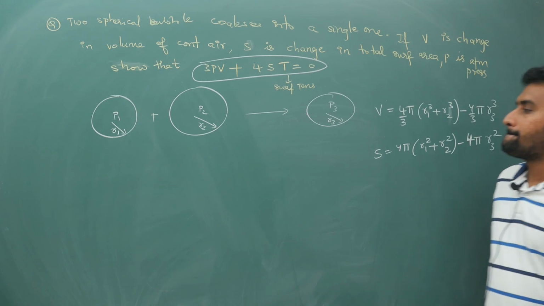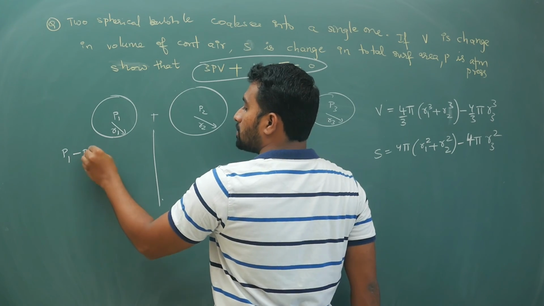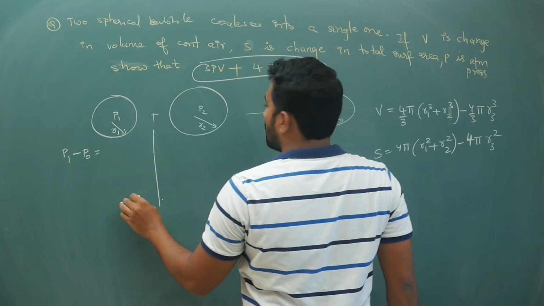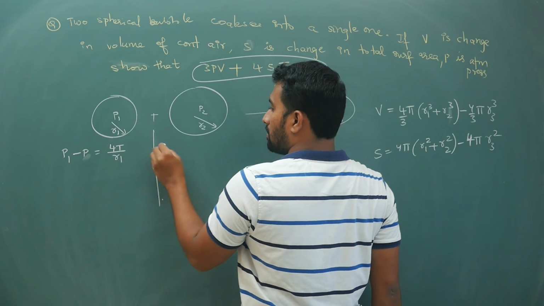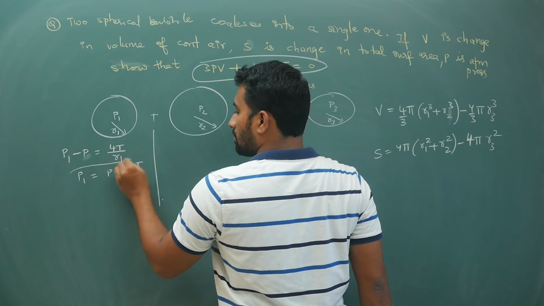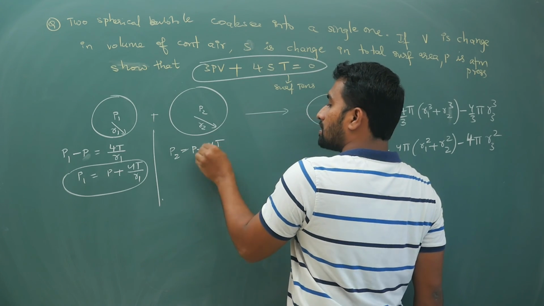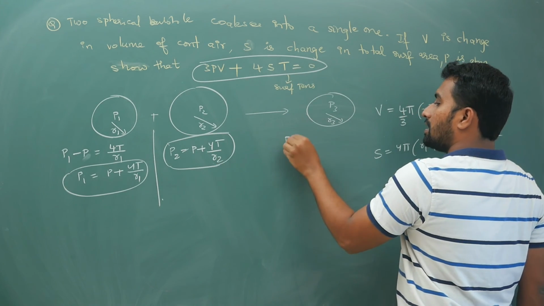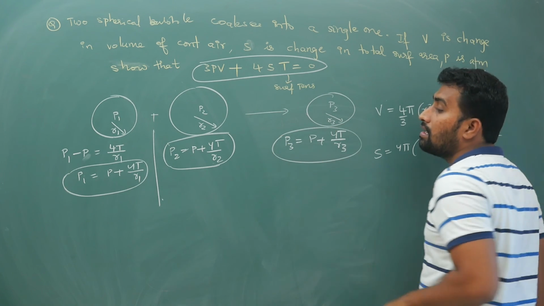So now your P1 can be written as, excess pressure here is P1 minus atmospheric pressure. P is given. So P1 minus P is 4T by R1. So P1 is P plus 4T by R1. Next, following the same logic, P2 is P plus 4T by R2. Here P3 is P plus 4T by R3. This much is the pressure inside.